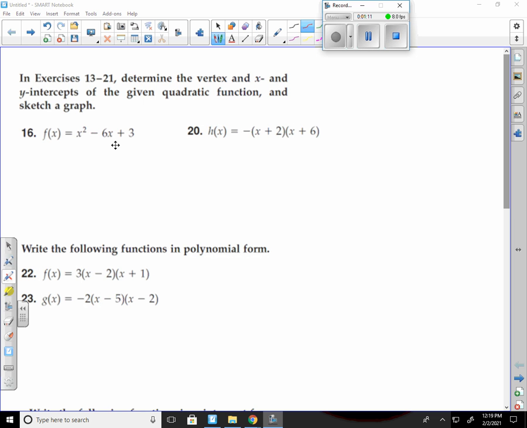Okay. So let's find the vertex. To find the vertex with it in this form, we're going to do negative b over 2a. So it would be negative of a negative 6, which makes it a positive 6, over 2 times 1. Positive 6 divided by 2 gives us 3. Now we take that 3 and plug it back in for x. 3 squared is 9. Minus 6 times 3, that's 9 minus 18, which is negative 9, plus 3. That's negative 6. Our vertex is 3, negative 6.